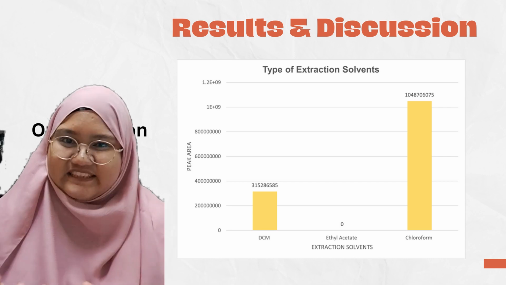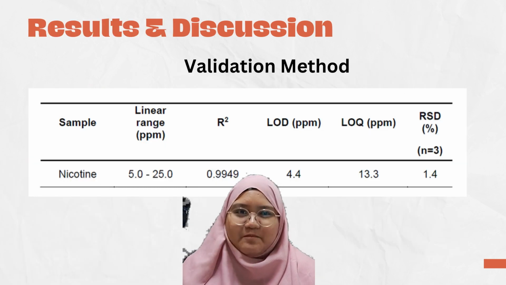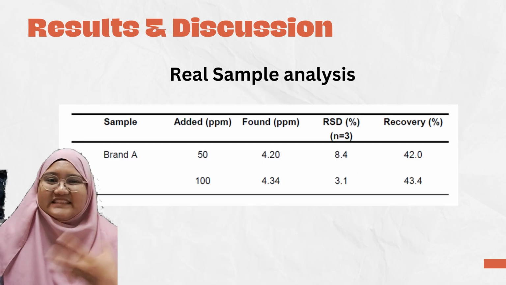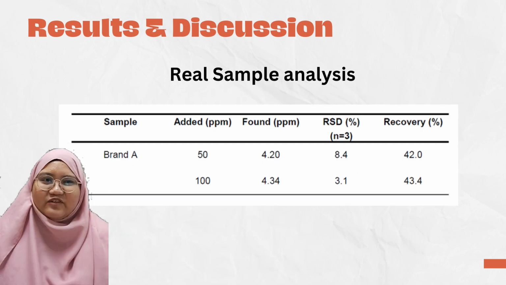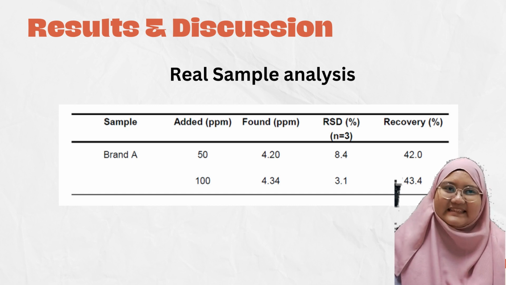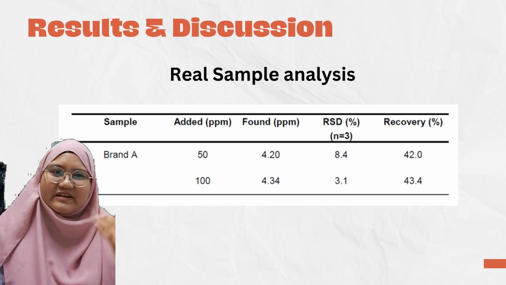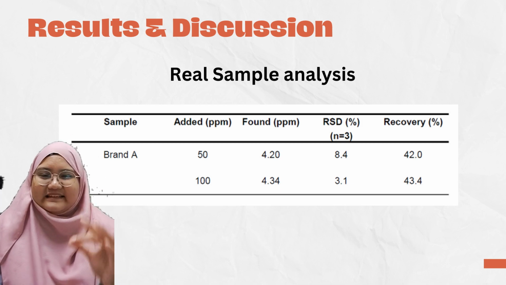So this is a validated method, which I apply to a real sample, the e-liquid considered as brand A, where when we detect in GCMS, there is 4.2 ppm and 4.34 ppm of nicotine in the sample.